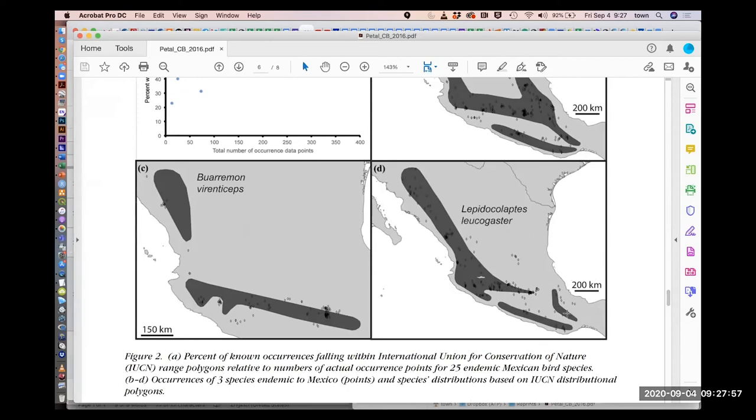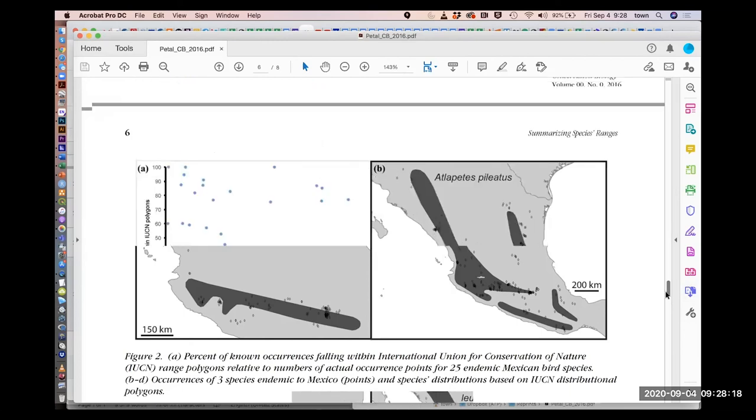But look here. Here the range polygon didn't even hit the range. See that? Or this isolated population of this species was not known to the experts. And this is hundreds and hundreds of cases. And in fact, here's a plot of the percent of known occurrences falling within the IUCN polygons. And notice that especially for more poorly known species of birds in Mexico, oftentimes half of the points fall outside of those polygons.